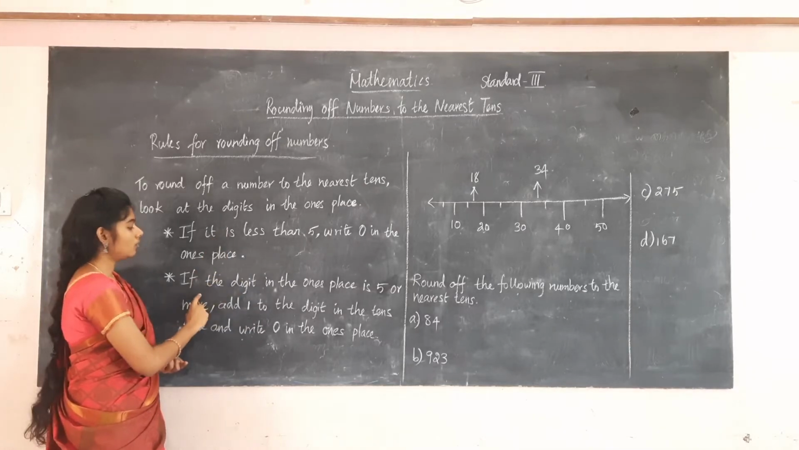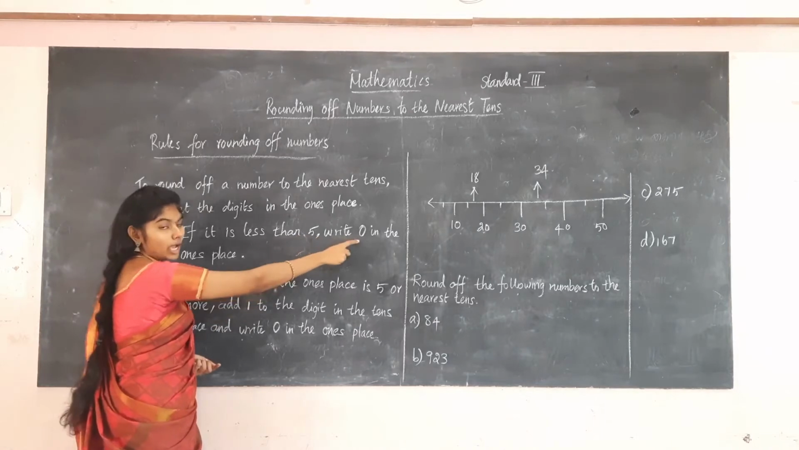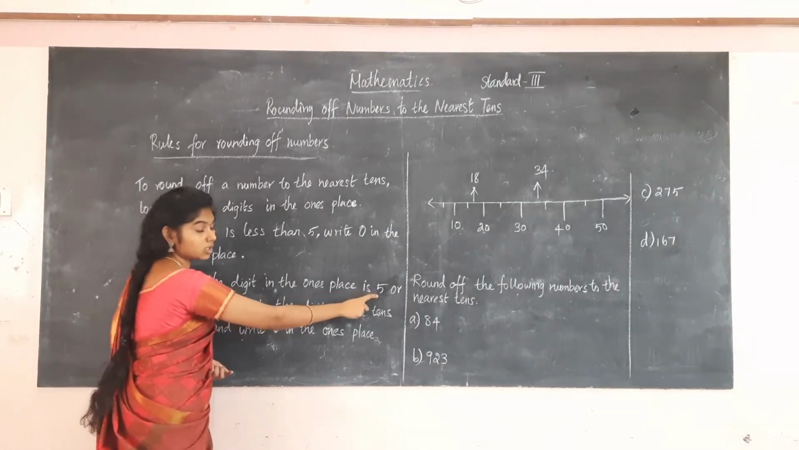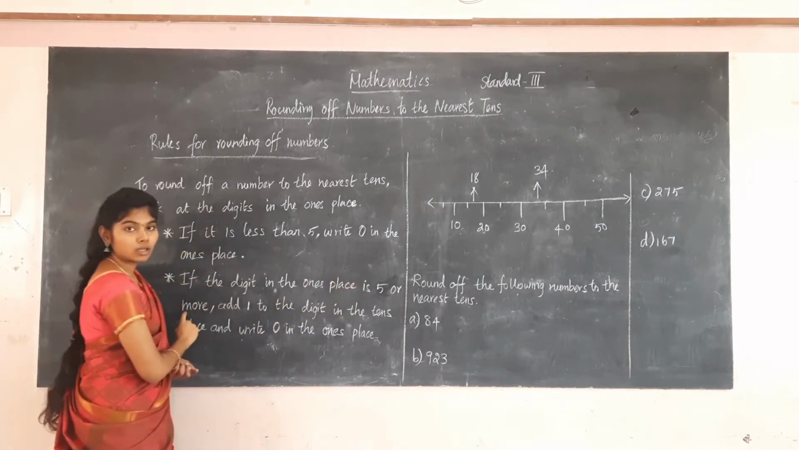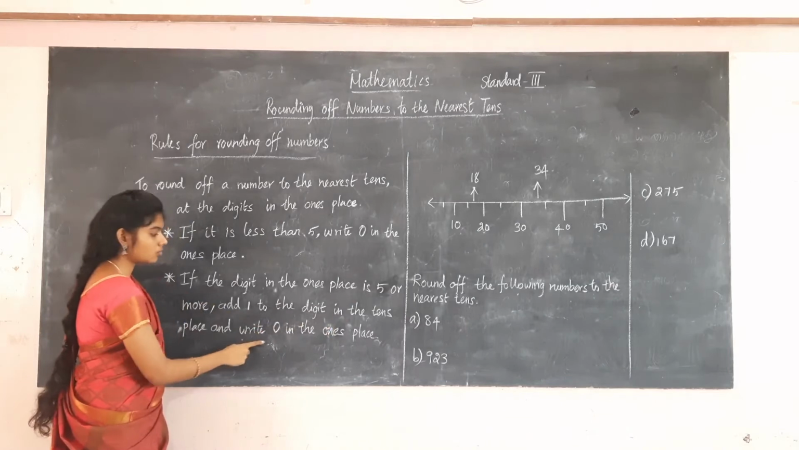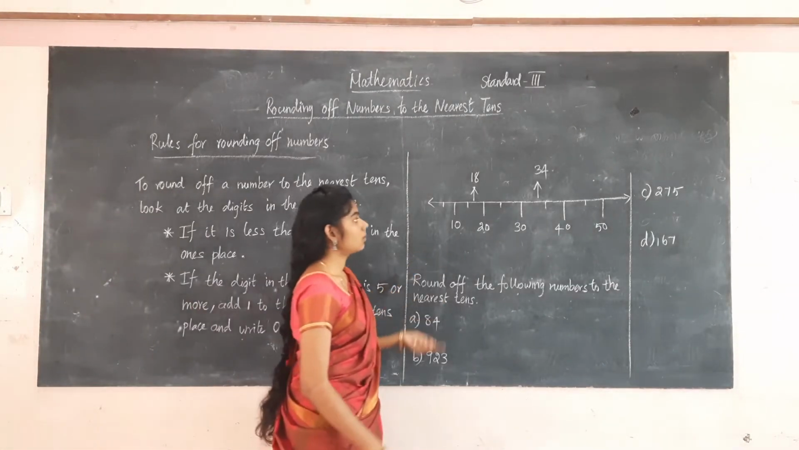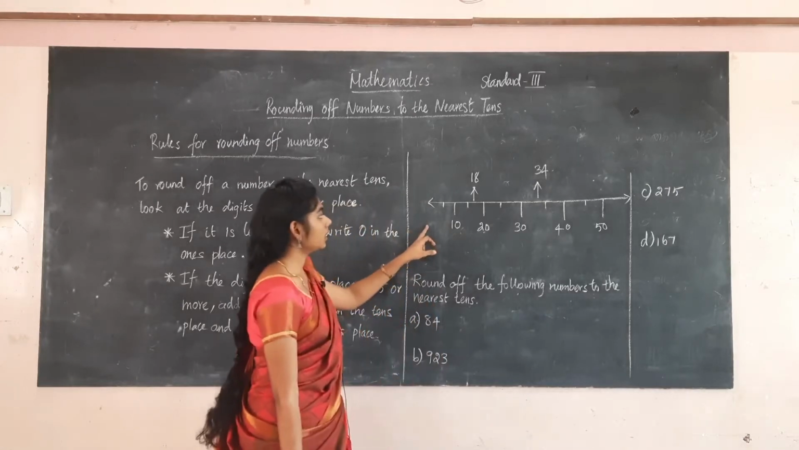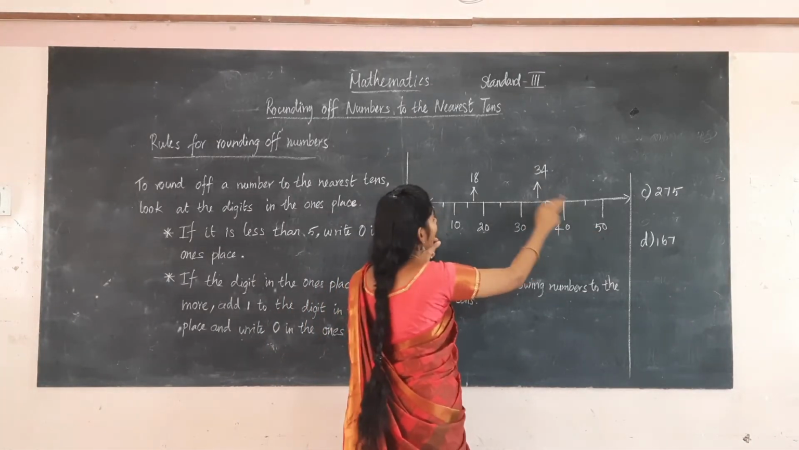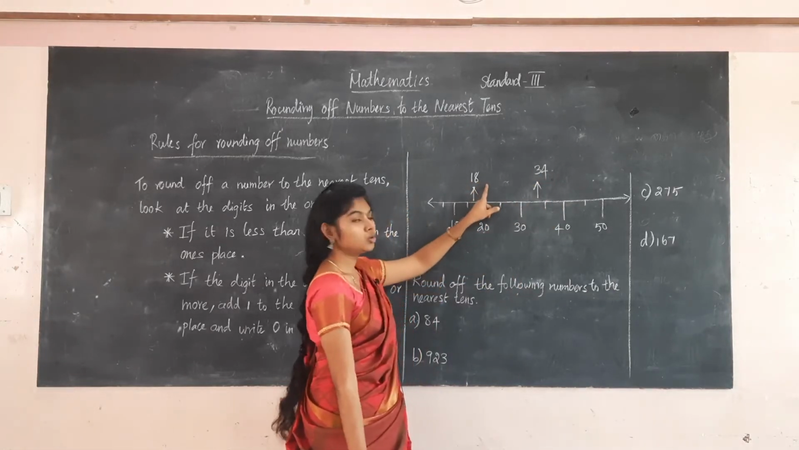What are the rules? If we have less than 5, we have to write 0 in the ones place. If the number in the ones place is 5 or more, we have to add 1 in the tens place and write 0 in the ones place. Next, look at this picture. This number line has the numbers 10, 20, 30, 40 and 50, and I have marked 18 here and 34 here. The 18, how to round off?